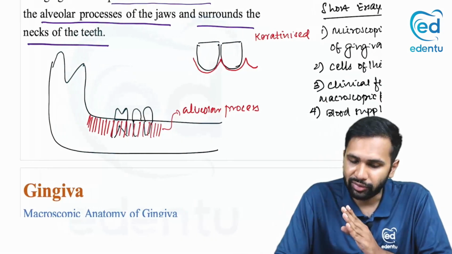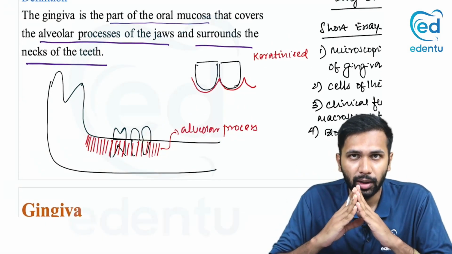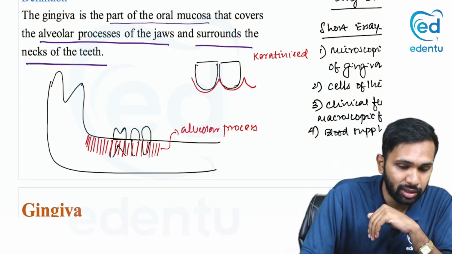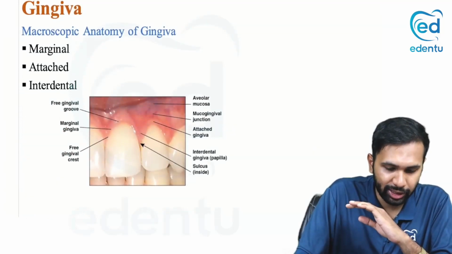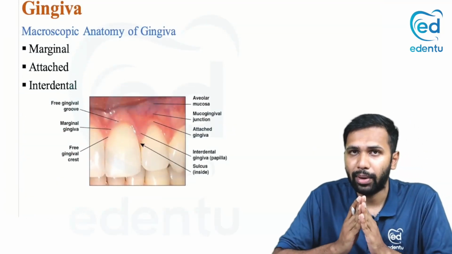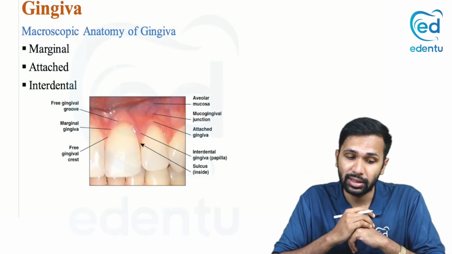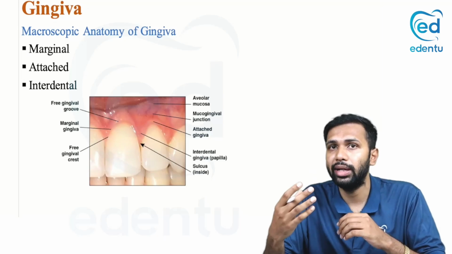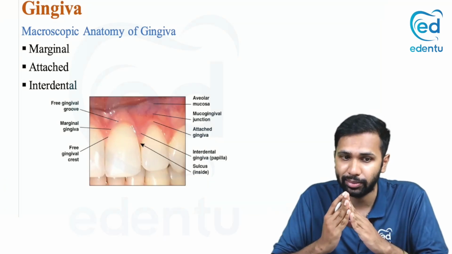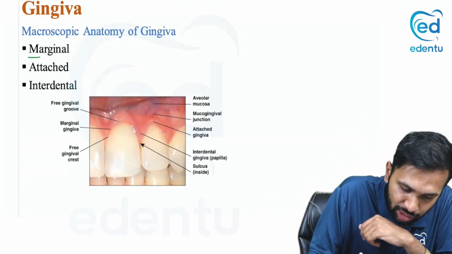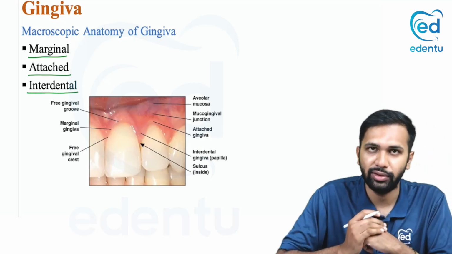So I started off with the definition, that you should first understand what the gingiva is. Now, in layman's terms, the gingiva is referred to as gums. Macroscopically, it can be divided into three portions. Macroscopically means, in a broad sense, based upon its location, gingiva can be of three types: the marginal gingiva, attached gingiva, and interdental gingiva.